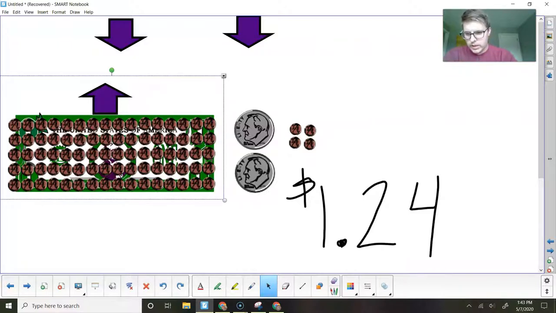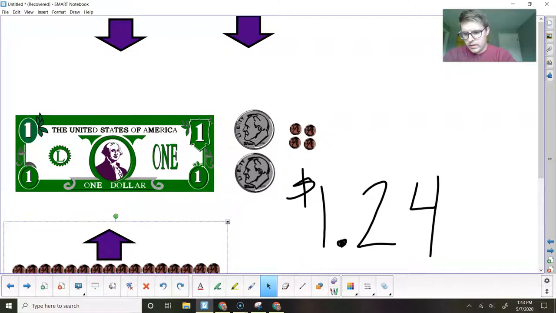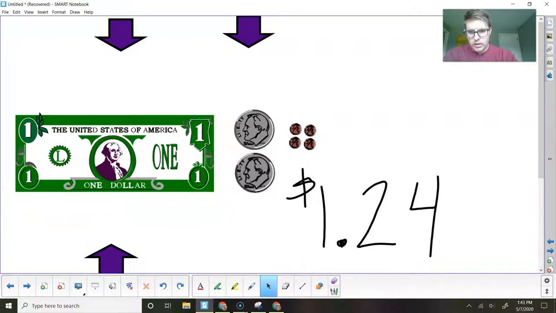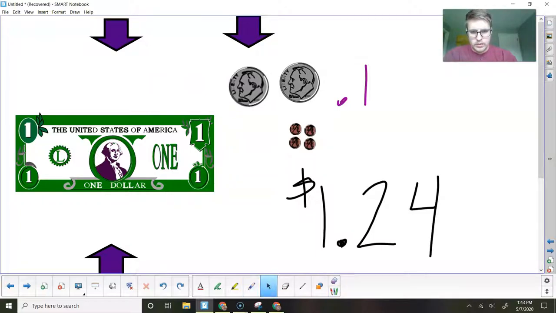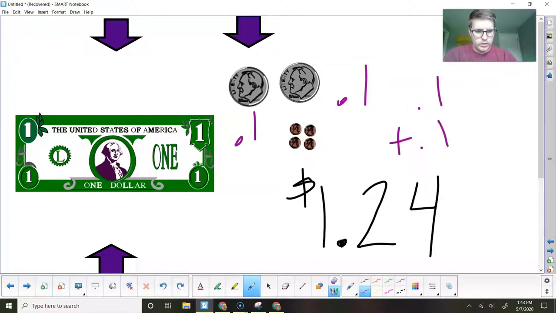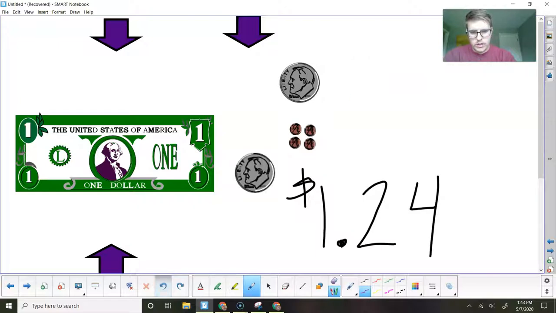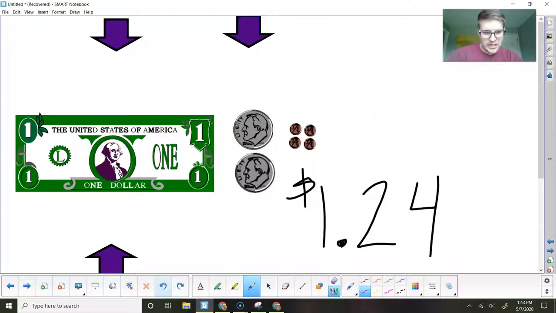So I can move that off the screen. Now, my dime, as I said, 10 of them can fit into a dollar. Each one is one tenth. So this dime is worth 0.1. This dime is worth 0.1. If I add 0.1 plus 0.1, I get 0.2, which is 20 cents. Would you agree that 2 tenths is worth 20? 2 times 10 is 20, right? 2 tenths, 20. All right.